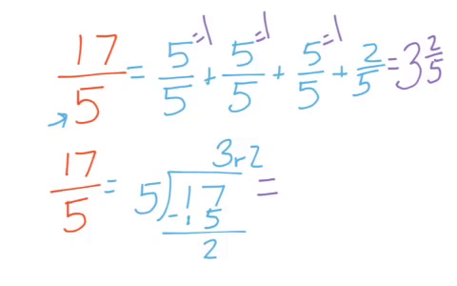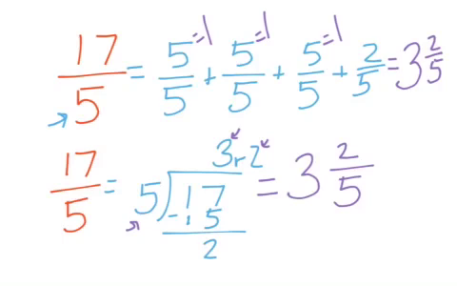So I can now represent this as my mixed number as well. I have 3 wholes. My quotient becomes my whole number, and I have 2 parts left over, which is my numerator, out of a total of 5 parts, my divisor. Alright, so this is what happens when I take a fraction greater than 1, or an improper fraction, and turn it into a mixed number.